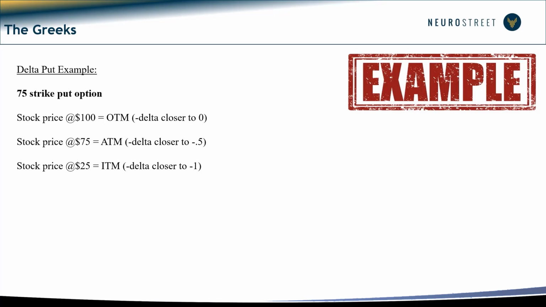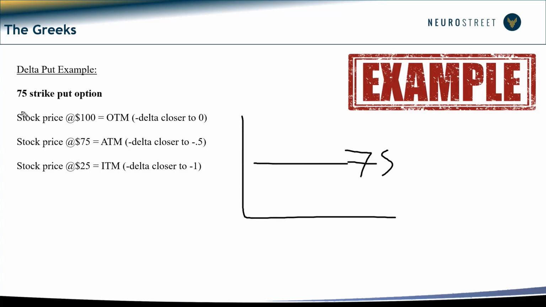Delta put example. The strike price is $75. If the stock price is 100 bucks, we're out of the money. We've not made money. It's a put, so we're trying to sell this way, right? The strike price is this way. But if we're trading up here, it means the stock has gone up. Still out of the money.